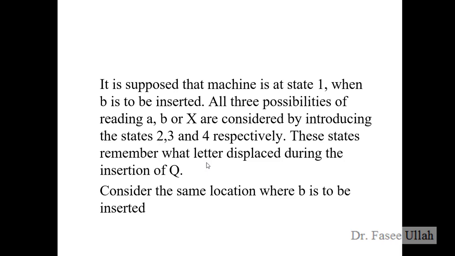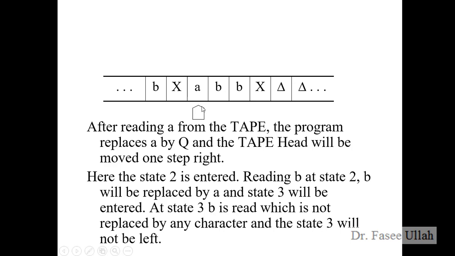Consider the same location where B is to be inserted. So this is the actual original value, and we want to place B over here. Okay, right. So we will move this ABB towards the right side. After reading A from the tab, the program replaces A by Q, and the tab will move one step towards the right. So A will come here, B will come here, and B will be replaced with X, and X will come here, and the empty is here, and the next empty will be here. So we will need one cell more.